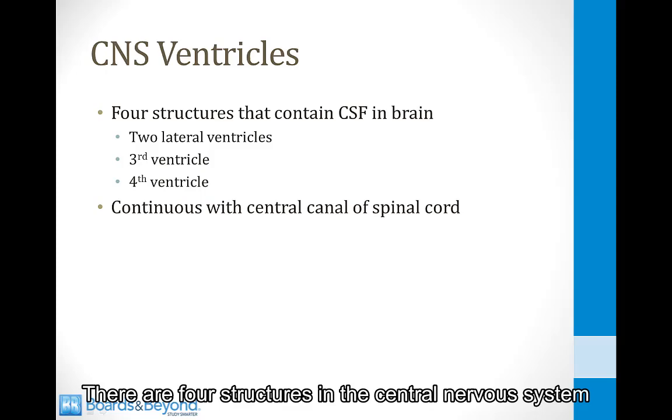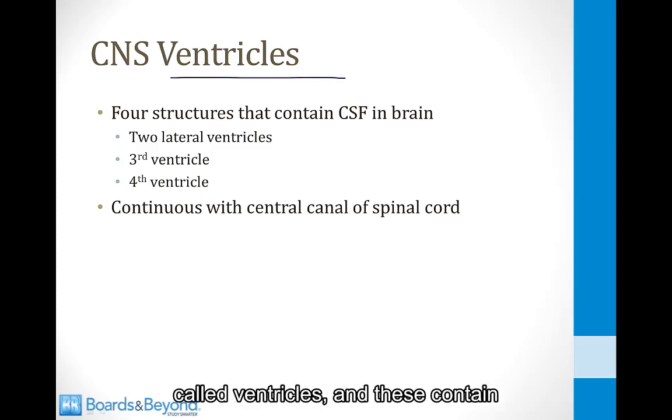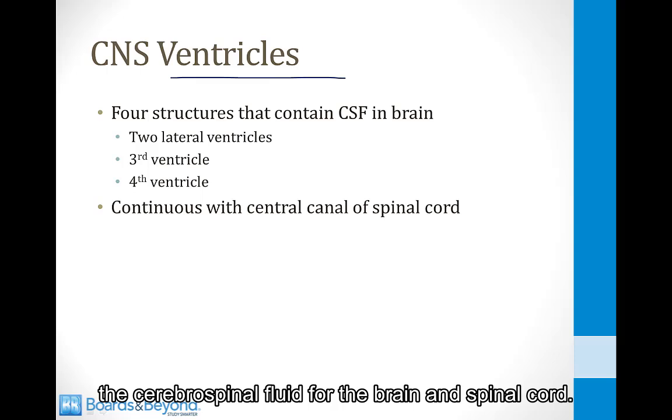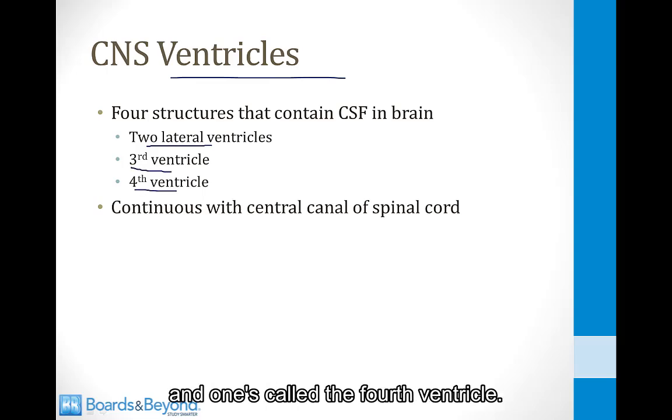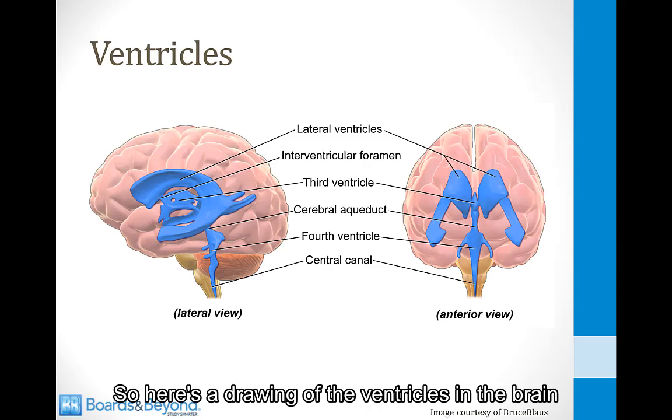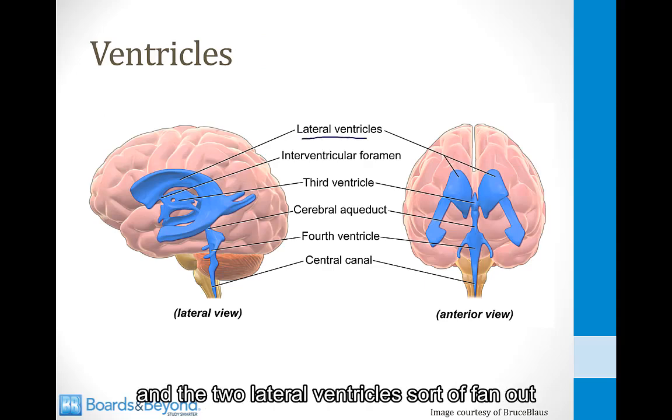There are four structures in the central nervous system called ventricles, and these contain the cerebrospinal fluid for the brain and spinal cord. There are two of them that are called the lateral ventricles. One's called the third ventricle and one's called the fourth ventricle, and these are continuous with the central canal of the spinal cord.